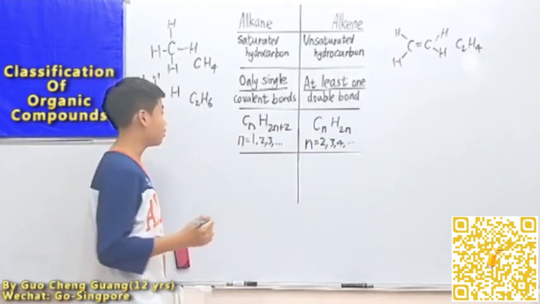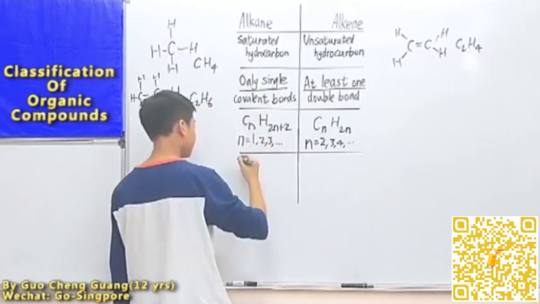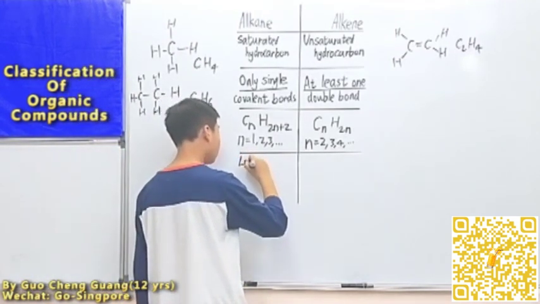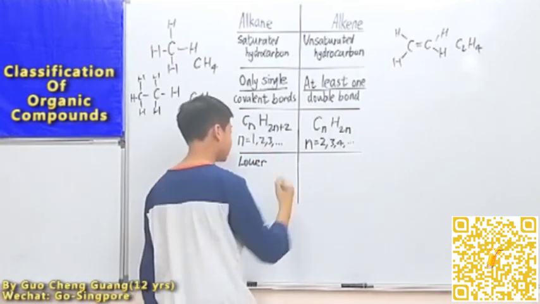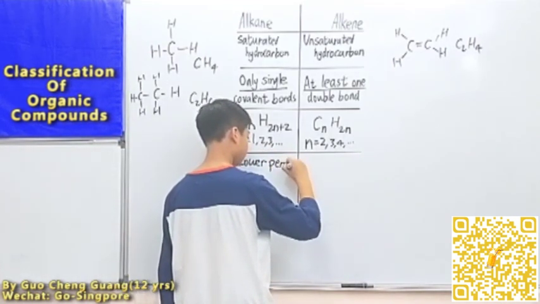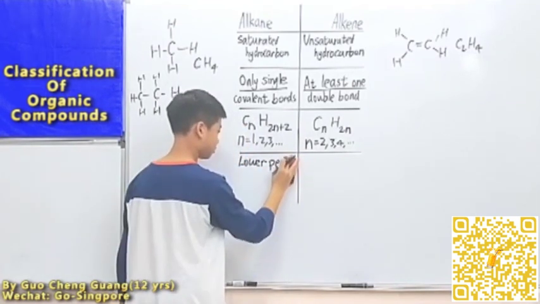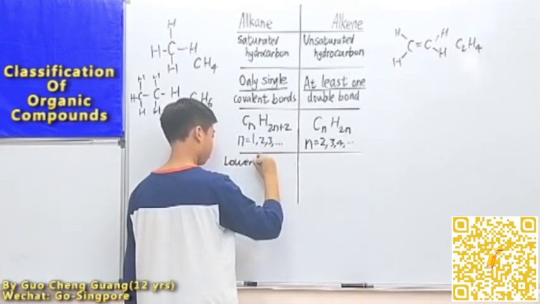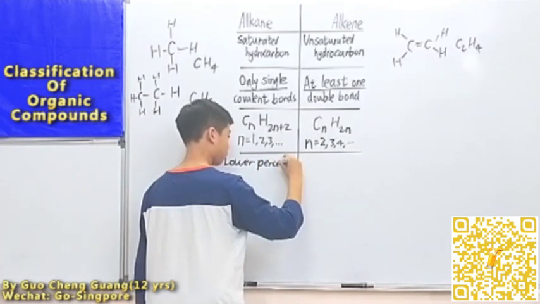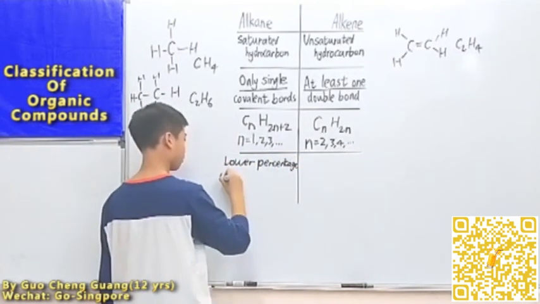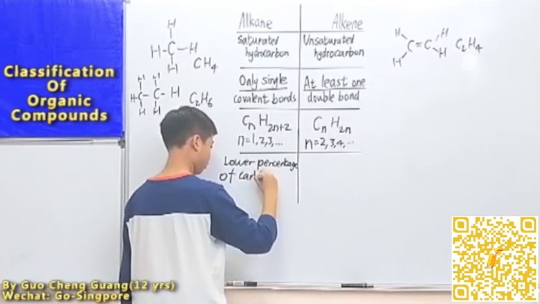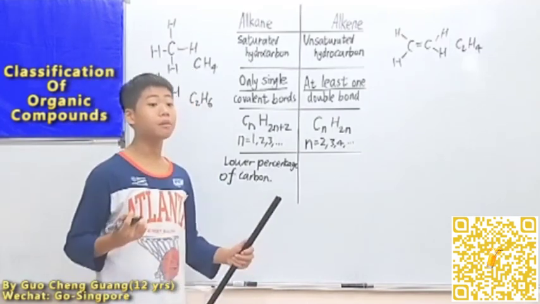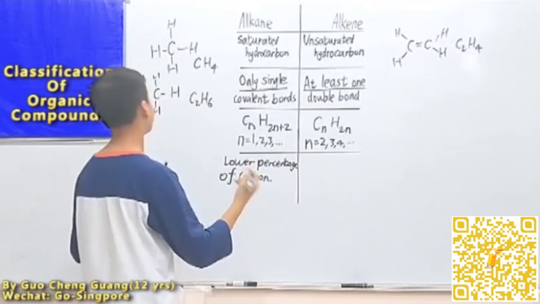So what you can say about them is that in alkane, there is a lower percentage of carbon. Then for alkene, you can say it has a higher percentage of carbon in the molecule.